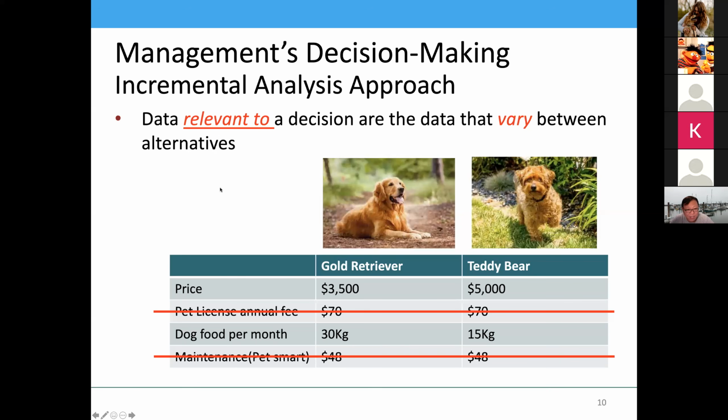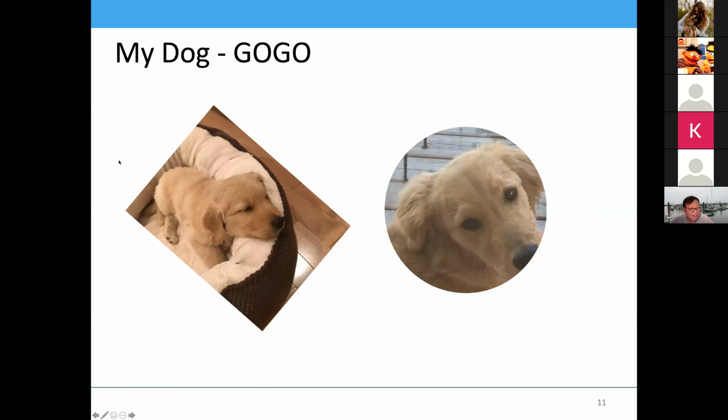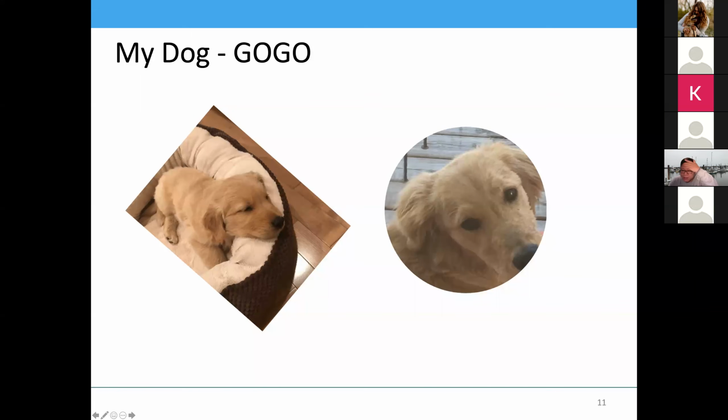Okay, so this is my dog. His name is Gogo. Gogo. Okay. Cute. We got him. I think his birthday is January 2nd. So we got him back home in February, I believe, and now he's already like 9 months, 10 months old. Yeah. So that's my golden retriever, and I am biased.